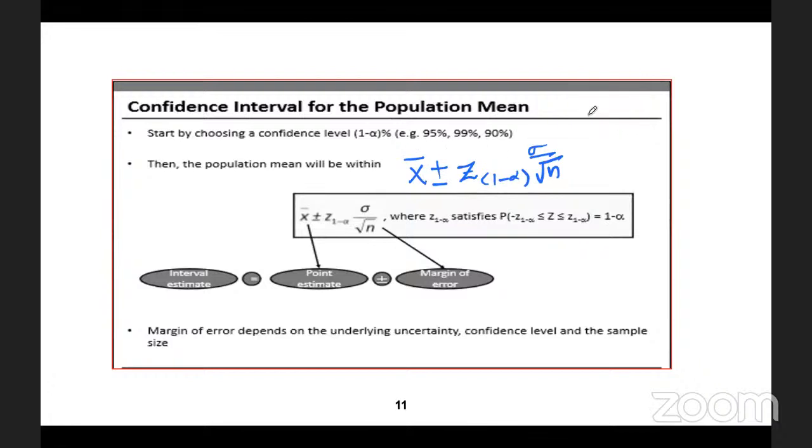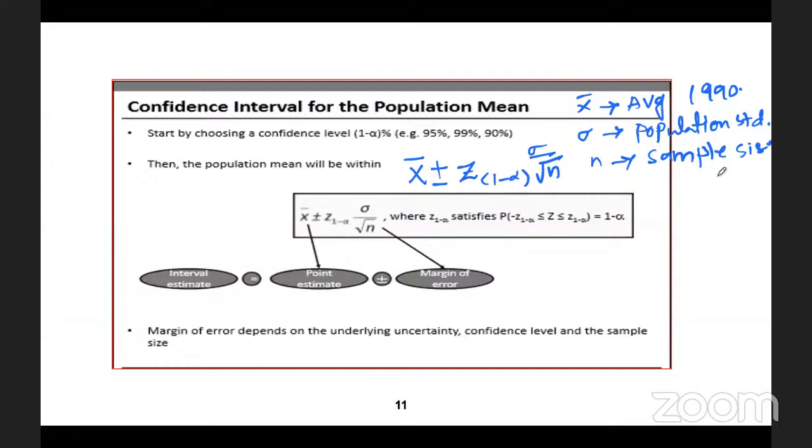So X bar, as we know, is nothing but the average, the sample average, whatever we have computed, that is 1990 from the sample data. Sigma is the population standard deviation, so that has been given in the problem. N is the sample size, the total number of data points. How many data points do we have in this data set? Our sample size is 140. 140 students we have sampled, right? Z is the Z value.